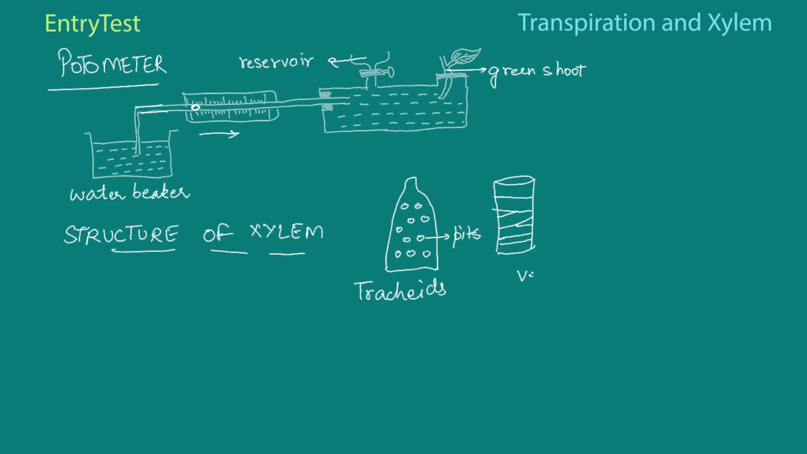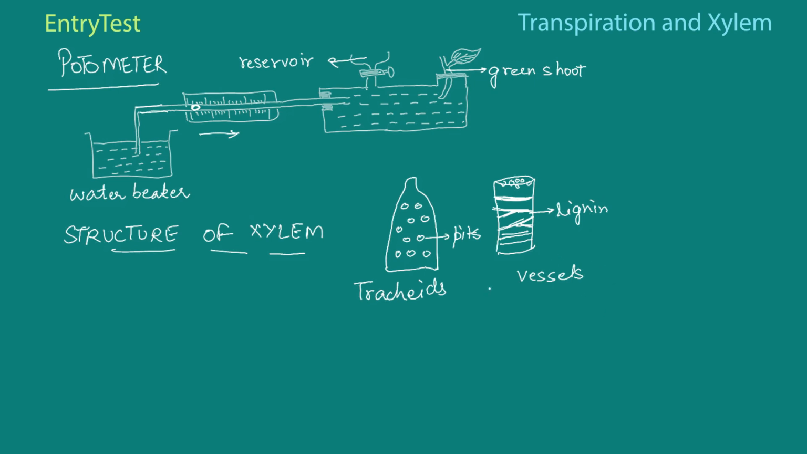And the second kind is vessels. Now these vessels have end walls that again have perforations in them to allow the water movement in an easy way. And these thickenings that you can see, these are rings of material outside these vessels. These are actually lignin. Lignin is a polymer and it helps to give strength and support to the xylem vessels so that it can support water upwards against the direction of gravity.